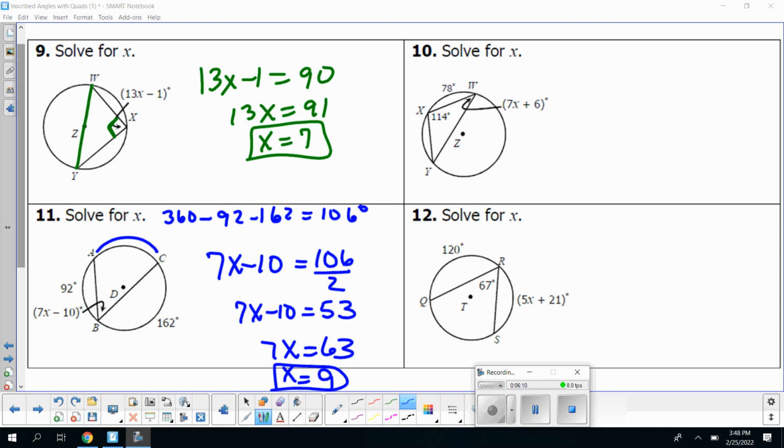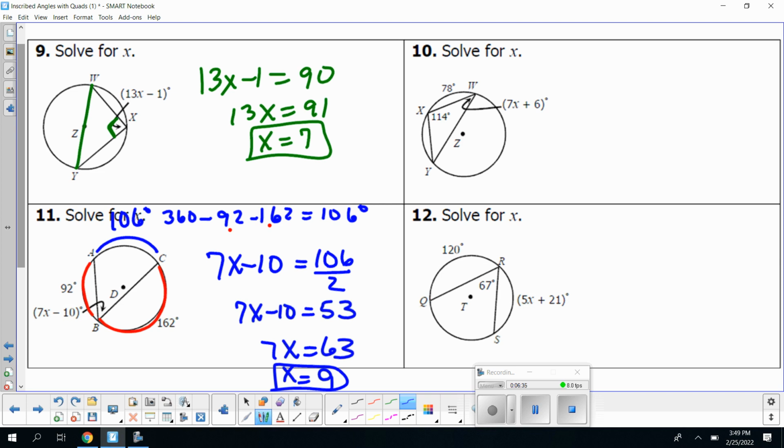Okay, so just like one of our previous problems, they gave us the rest of the circle. So we had to take 360 minus the 92 and minus the 162. That means my arc length here was 106. So I take that 106, divide it by 2, and set it equal to our inscribed angle, 7x minus 10, and I got x equals 9. Okay, very good if you got that correct.